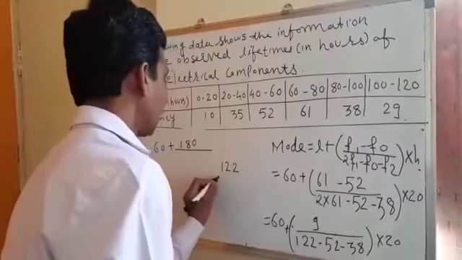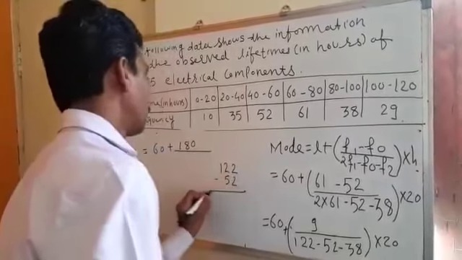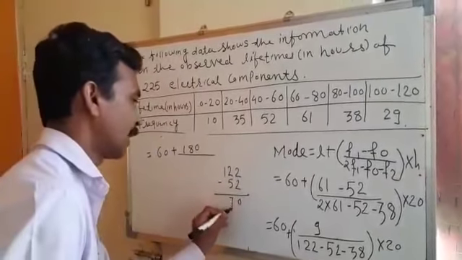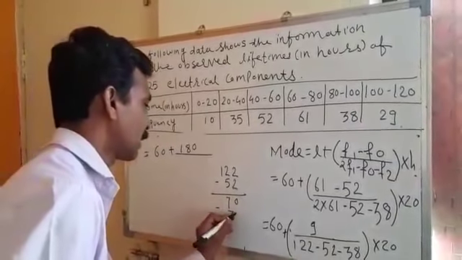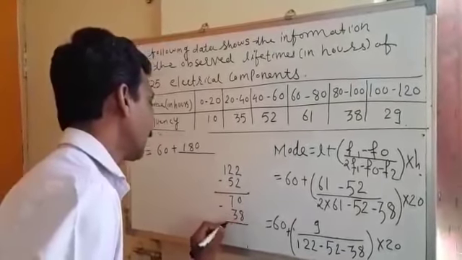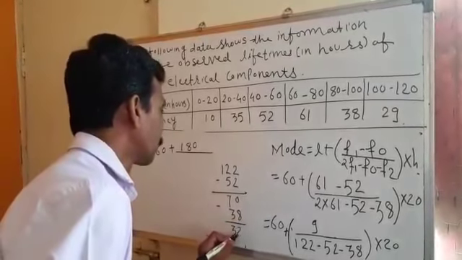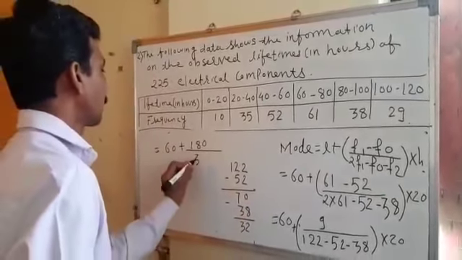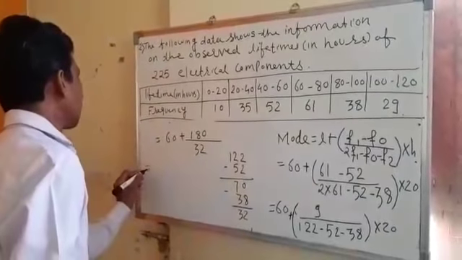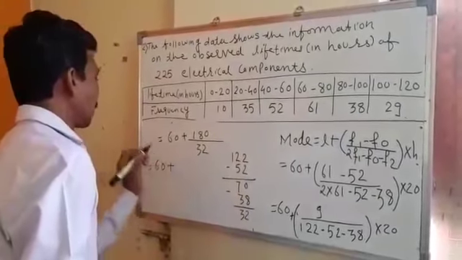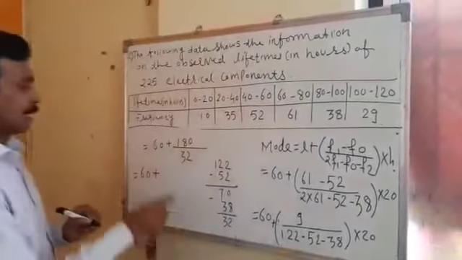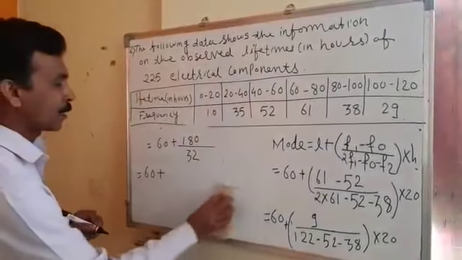122 minus 52 is 70, minus 38 is 32. So it is upon 32, is equal to 60 plus. Now I will divide 180 and 32.